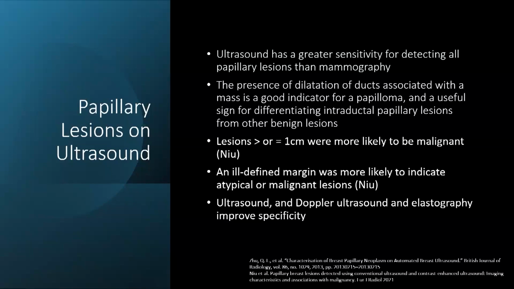Dr. New had a nice study about papillary breast lesions detected using ultrasound, published in the European Journal of Radiology in 2021. They looked at lesions that were greater than or equal to 1 centimeter. These were more likely to be malignant, they thought. If you have an ill-defined margin, it was more likely to indicate atypia or a malignancy. Ultrasound, Doppler ultrasound, and elastography improve specificity for these papillary lesions. Both Dr. Zhu and Dr. New thought so. These are some nice studies that have been published over the years.